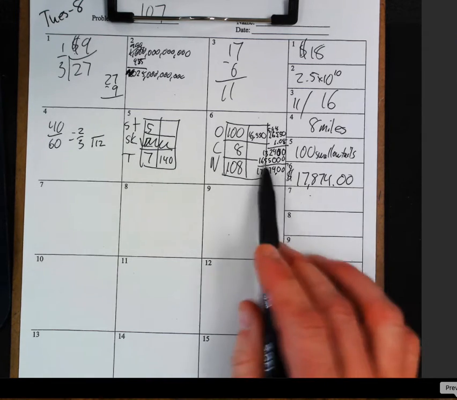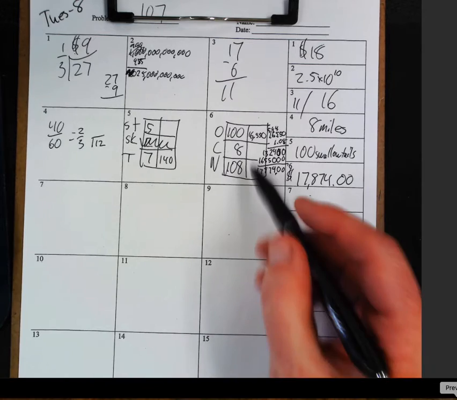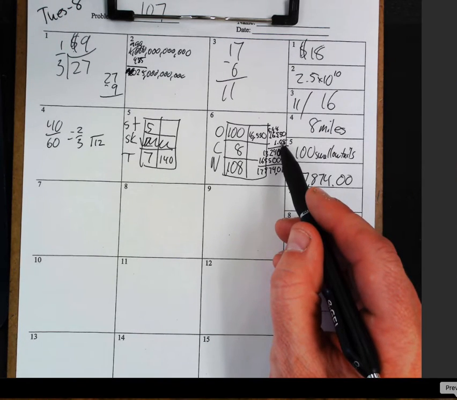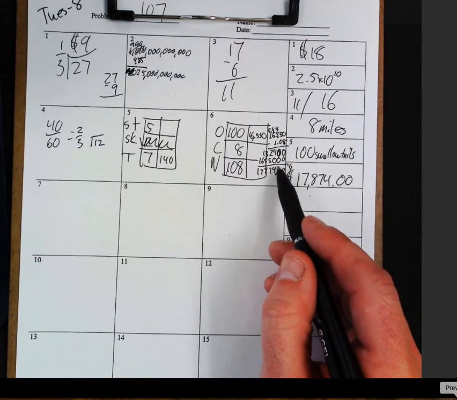Okay, so multiplication's a little sloppy. Some of you might have been bothered. I didn't put a row of zeros in here, guys, but I made sure I had enough zeros for place value.